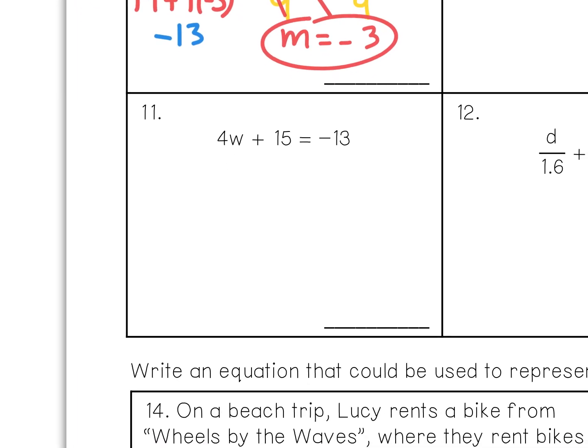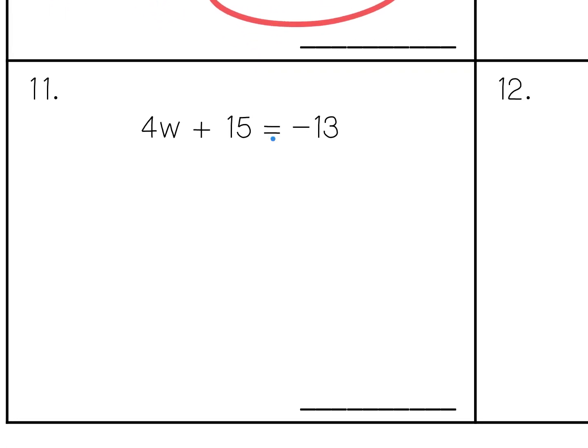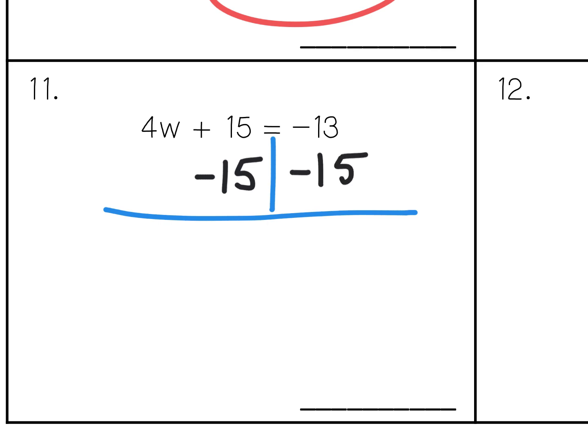Okay. So let's try this one now. Okay, draw the T-chart. I'm only going to do what you tell me to do, so what should I do first? Subtract 15. Remember, our goal is to get the variable by itself. So we want to start on the side with the variable. Do it to the other side. So what's 15 minus 15? 0, so it goes away.